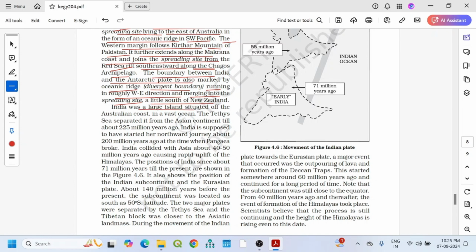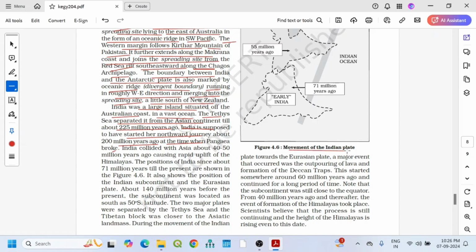India was a large island situated off the Australian coast in a vast ocean. The Tethys Sea separated it from the Asian continent till about 225 million years ago. India is supposed to have started its northward journey about 200 million years ago, at the time when Pangaea broke.